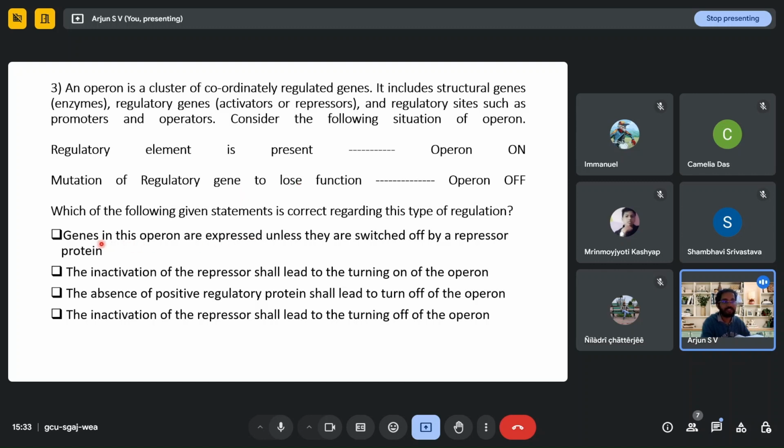So the first option is genes in this operon are expressed unless they are switched off by a repressor protein. Inactivation of the repressor shall lead to the turning on of the operon. Absence of positive regulatory protein shall lead to turn off of the operon. And inactivation of the repressor shall lead to the turning off of the operon. So which one will be correct?